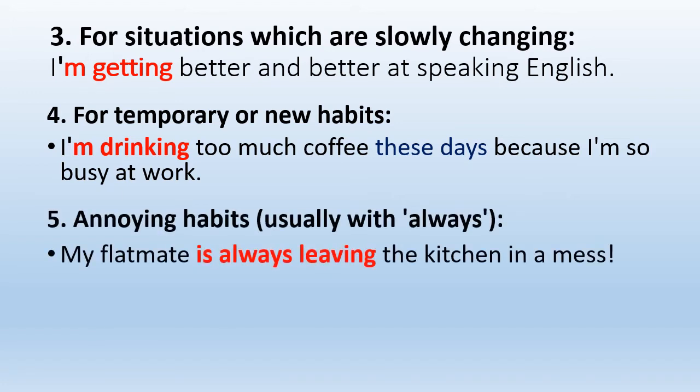And sometimes I use it for annoying habits, usually with always. For example, my flatmate is always leaving the kitchen in a mess. So this habit is very annoying, a bad one. For annoying habits, I use the present continuous.